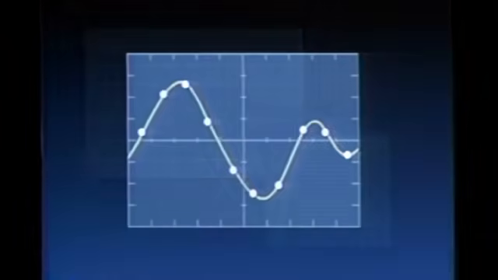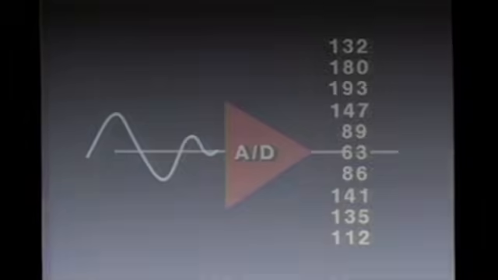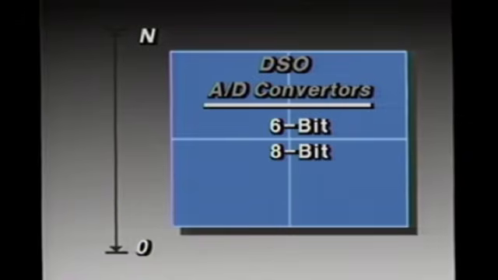The analog to digital converter quantizes amplitude values of the input signal at specific points in time. Like the number line analogy, an A to D converter has limited resolution. The amount of vertical resolution depends directly on the number of values it can represent. Digital storage oscilloscopes typically use 6 or 8-bit A to D converters. Some high-resolution DSOs use 10-bit A to D converters.